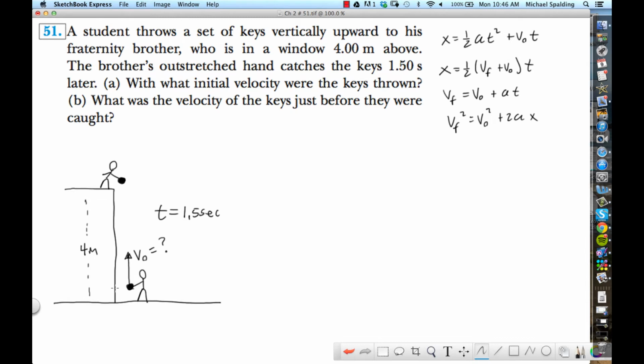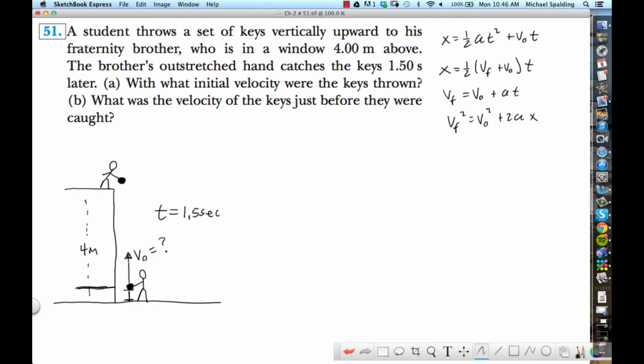Oh, you know what? Early in the year, this is a very common question I get. Kids ask about this distance in here. Well, how high did the guy throw the keys from? Are we told that? No. So I guess what we'll do is we'll say the 4 meters is measured from where the keys start. Does that make sense? 4 meters up.